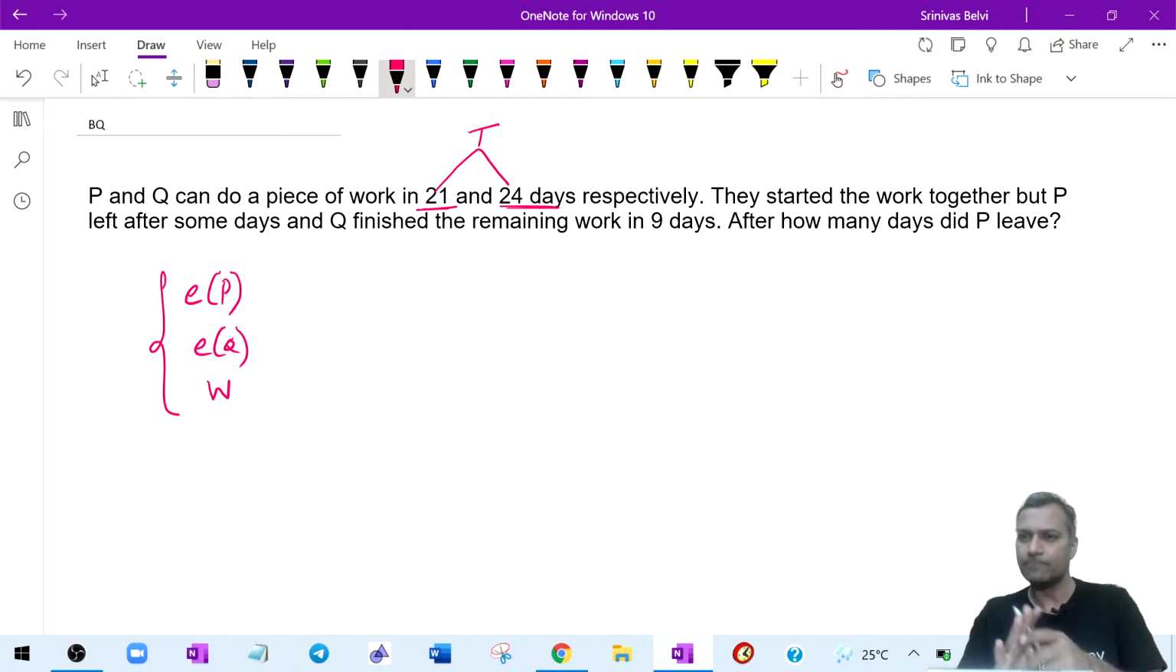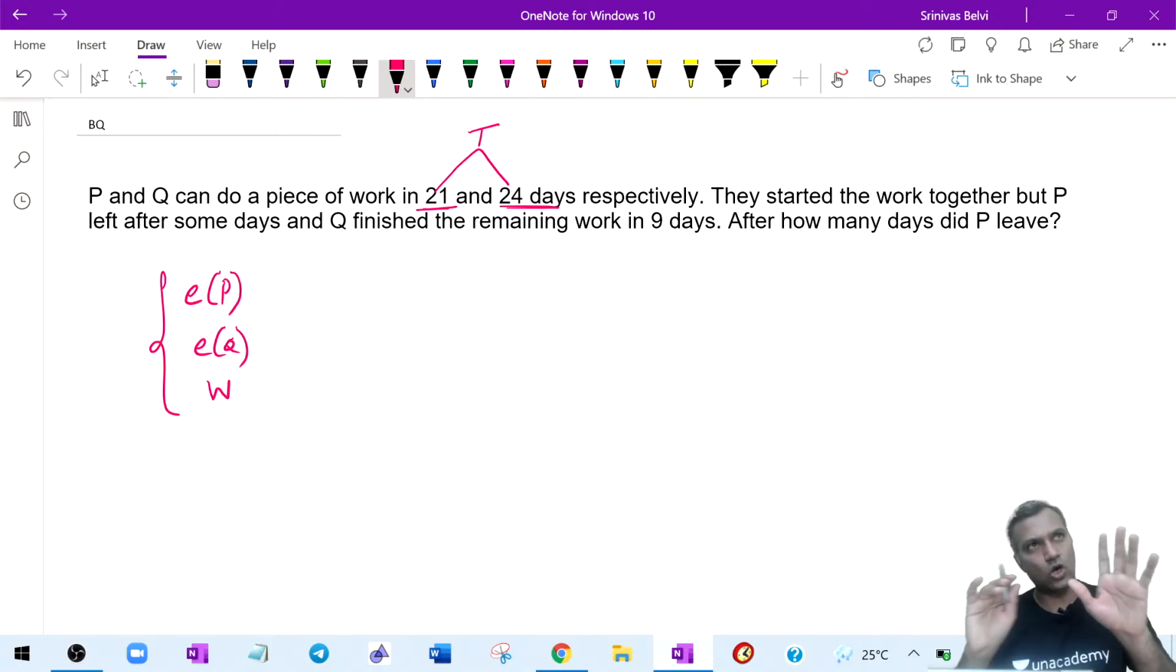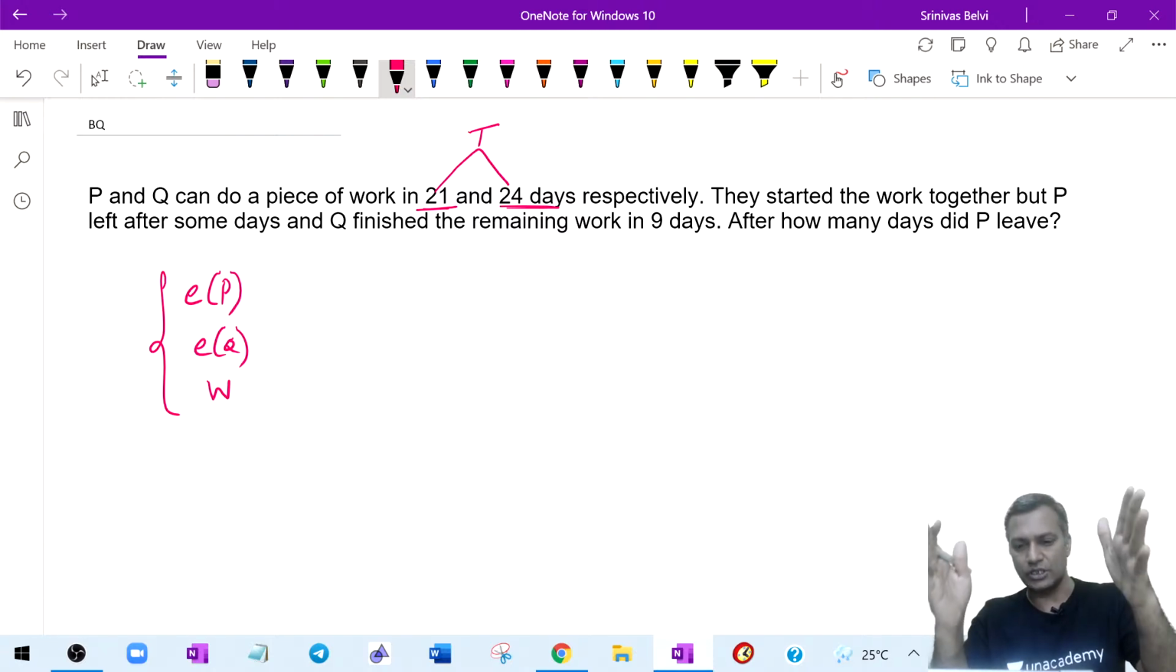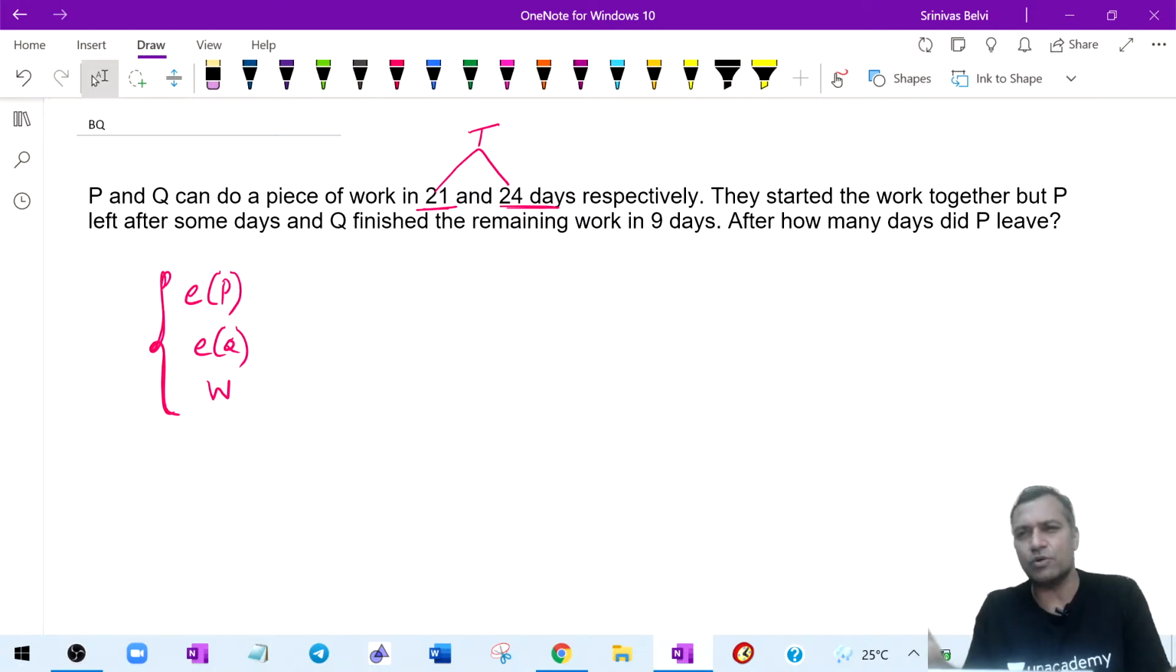Examiners generally talk about time; you focus on efficiency and the work. That is all you got to do. Which method to follow is up to you. As long as you get these three parameters, you are done and dusted. It's all over. That's all you got to get.